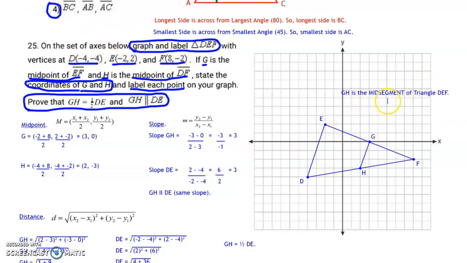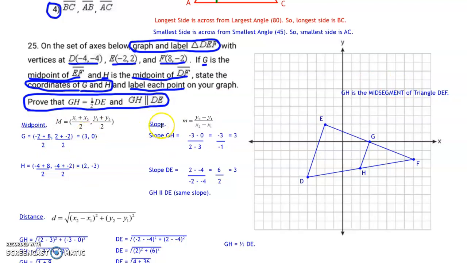And we're saying that GH is the midsegment of triangle DEF because it connects the midpoints of two sides of the triangle. This triangle could have 3 different midsegments. If I connected G to this midpoint over here, that would be a midsegment. If I connected H to this midpoint over here, it would be another midsegment. This is just one of the 3 possible midsegments of triangle DEF. So anyway, I found the midpoints and I found them here.